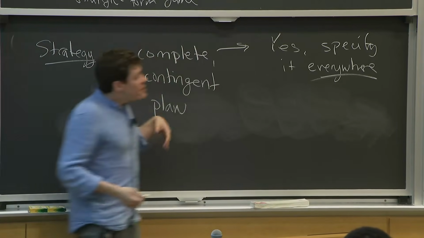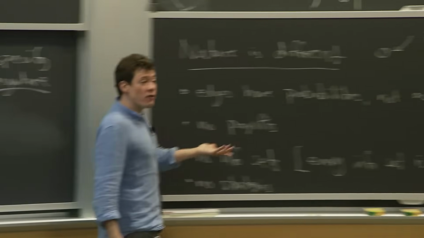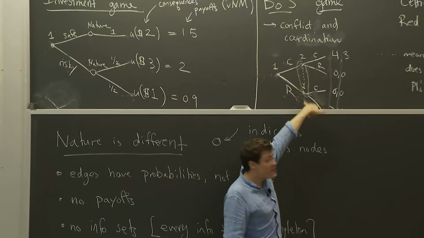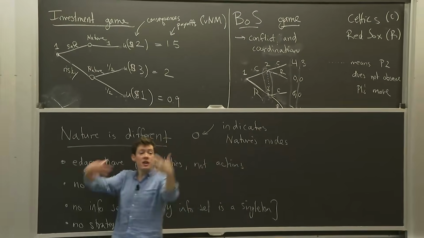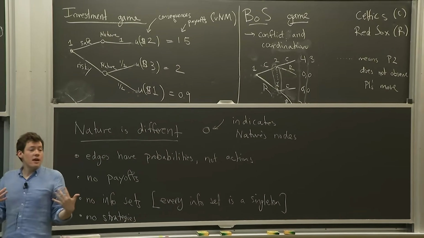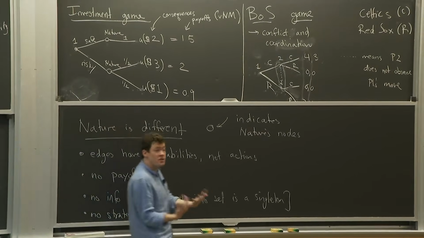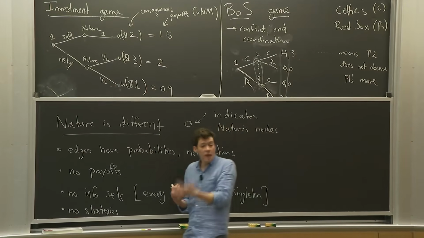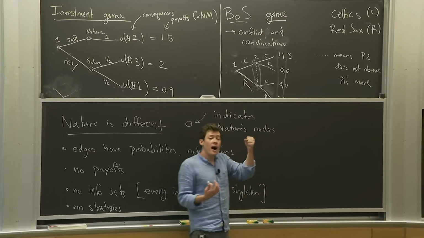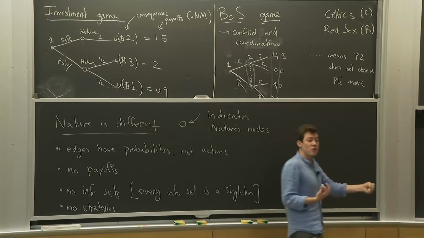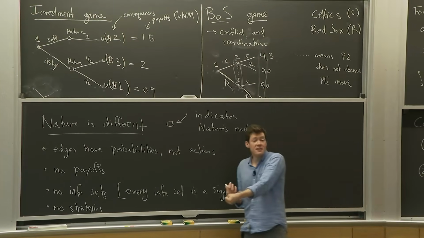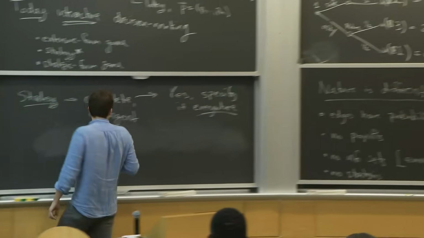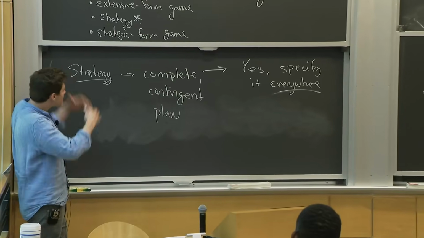And contingent is capturing the fact that you're going to learn things over the course of the game. So if, for instance, these two nodes are in different information sets, then player 2 is going to learn what player 1 does. And therefore, their plan is implicitly going to be a contingent plan. It's not going to say, I'm going to go to the Celtics game, or I'm going to go to the Red Sox game. It might say something like, I'm going to go to the Celtics game if my friend goes to the Celtics game, and I'm going to go to the Red Sox game if my friend goes to the Red Sox game. And that's what's capturing the contingency in a strategy. So that's the intuitive idea.